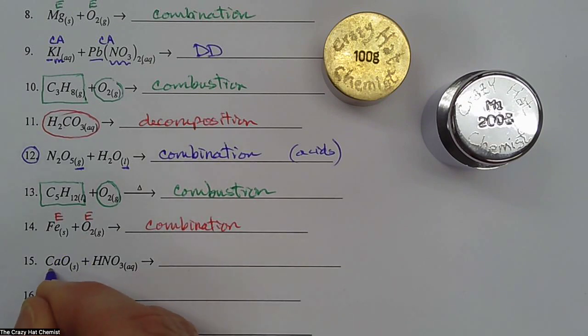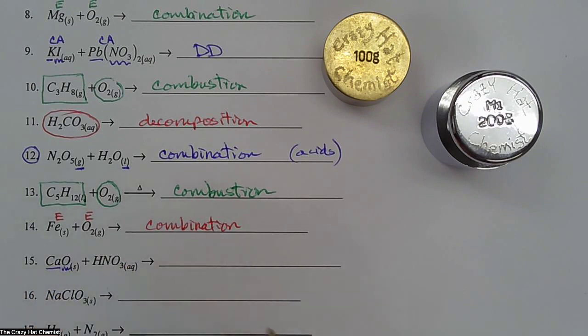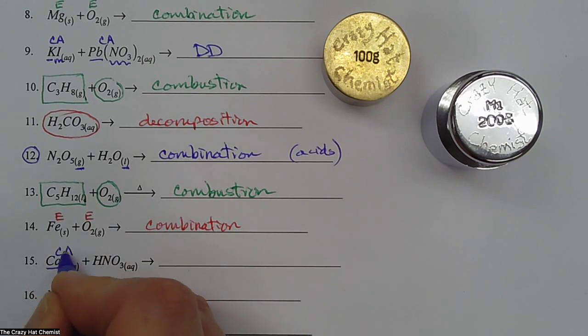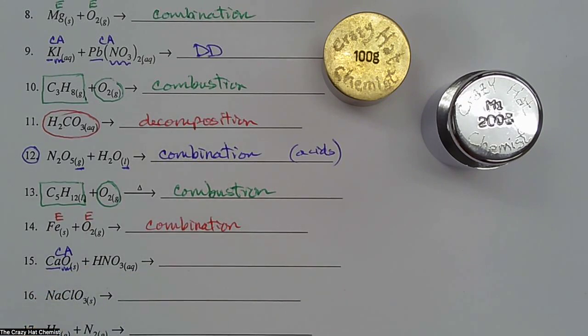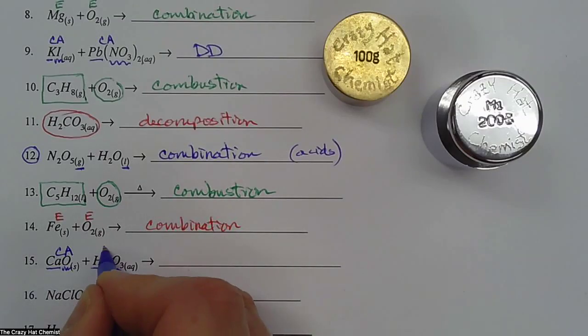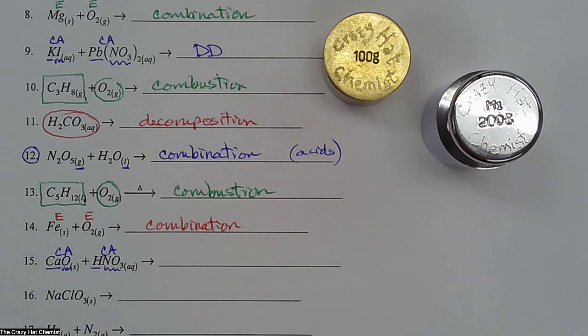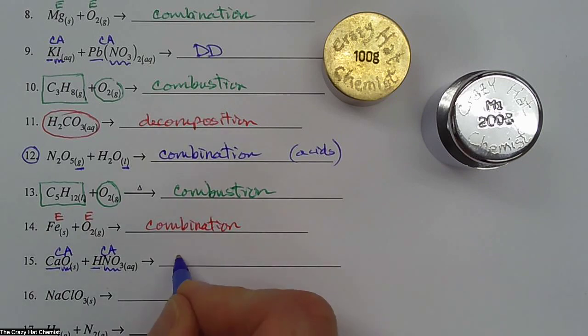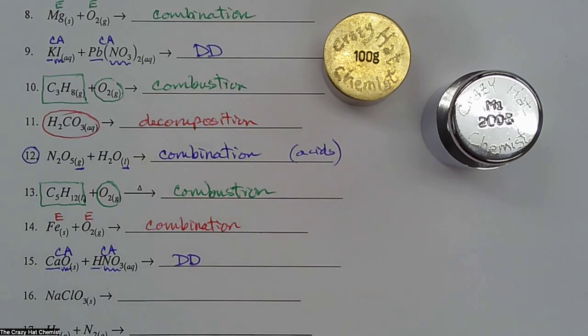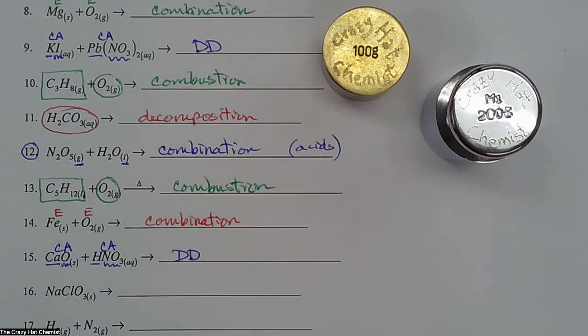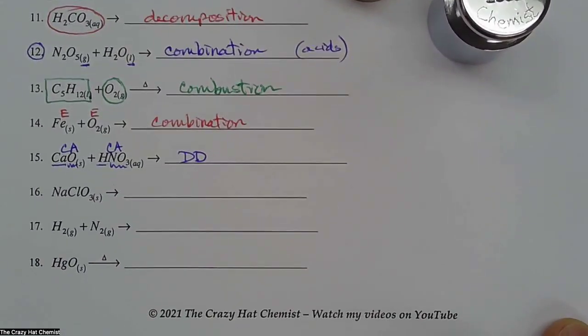Okay, and now we have number 15. Number 15, we have calcium oxide plus nitric acid. And so calcium is a cation, oxide is an anion. This is common, typical California. Nitric acid, cation, and polyatomic anion, that's also a California. This is characteristic of a double displacement reaction. As you can see, the same pattern is showing with number 9. So double displacement, double replacement reaction. All right, sliding this on up some more here.